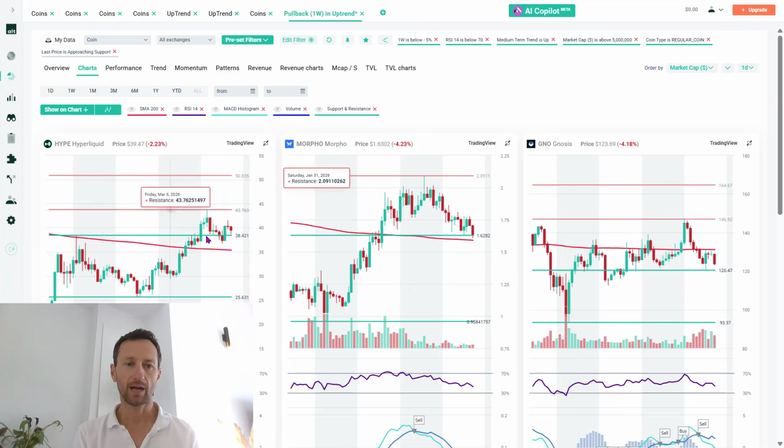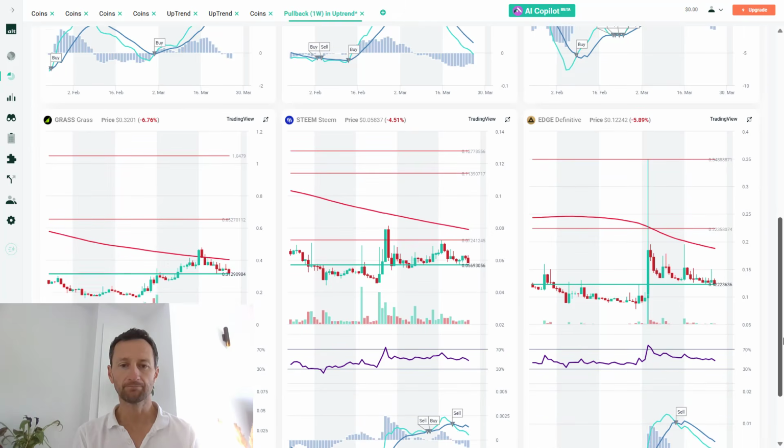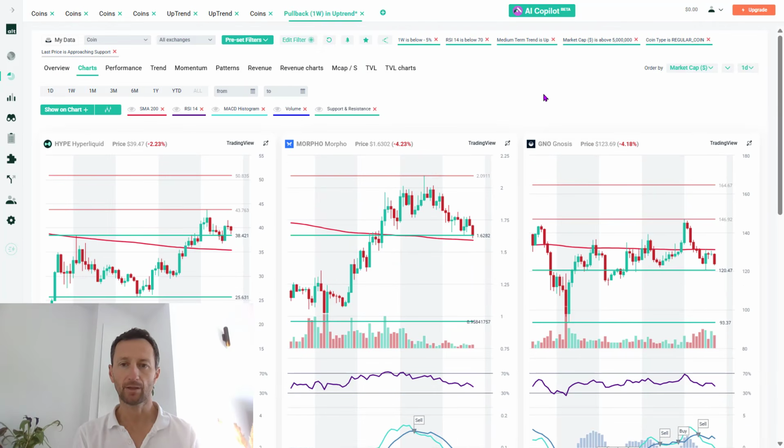So again, Hyperliquid is on that list, also close to the 200-day moving average. So that is a robust support area. MORPHO, similar situation. In an uptrend, it's pulling back to about $1.60 or so, which is also a 200-day moving average, also a robust support area, and then a few others. So another great scan to look for some interesting situations.